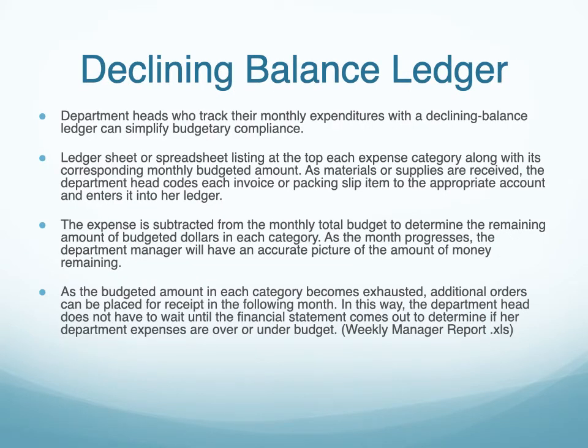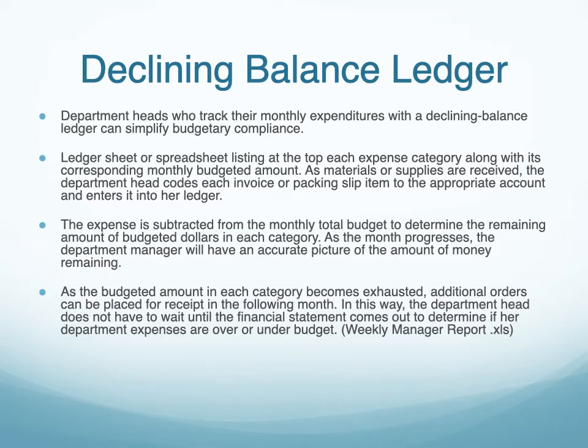Tracking departmental monthly expenditures with a declining balance ledger can simplify budgetary compliance. This is simply a ledger sheet or an Excel spreadsheet listing at the top of each expense category along with its corresponding monthly budgeted amount. So as materials or supplies are received in the kitchen, the department head assigns each invoice or packing slip item to the appropriate account and enters it into their ledger. The expense is then subtracted from the monthly total budget to determine the remaining amount in each category.